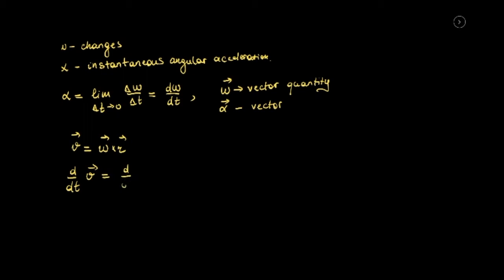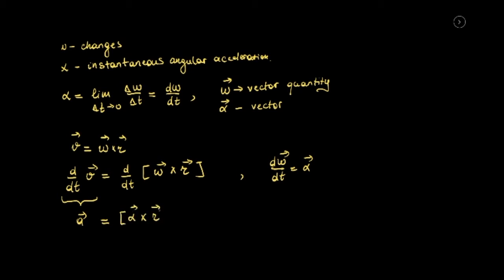And if you take time derivatives of this equation, v vector would be equal to d/dt of omega vector product with r. Since r does not change during the motion, this gives us an acceleration, and d omega/dt, as we know, gives us the angular acceleration. So a would be equal to alpha cross r.